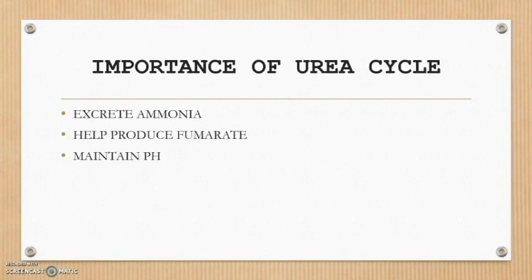And the third is maintaining the pH. As we all know, carbon dioxide is a substrate in the urea cycle in the form of bicarbonate. The usage of CO2 in the urea cycle will help in maintaining the level of carbon dioxide.